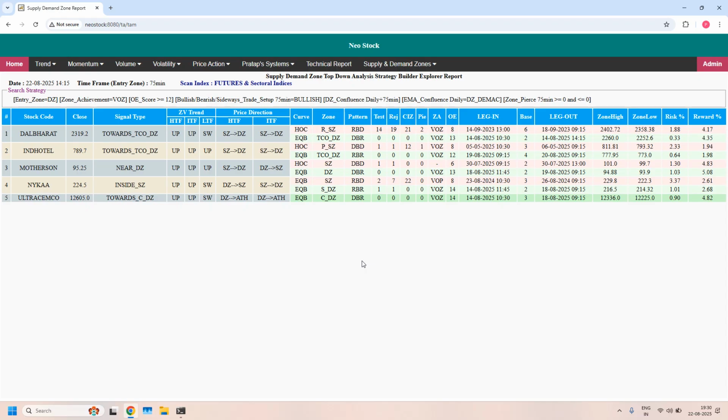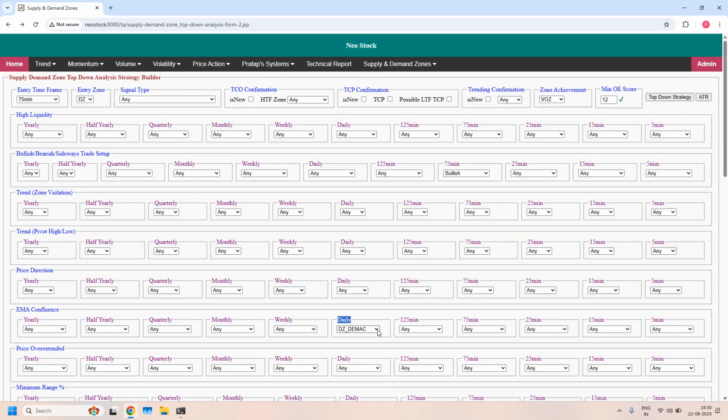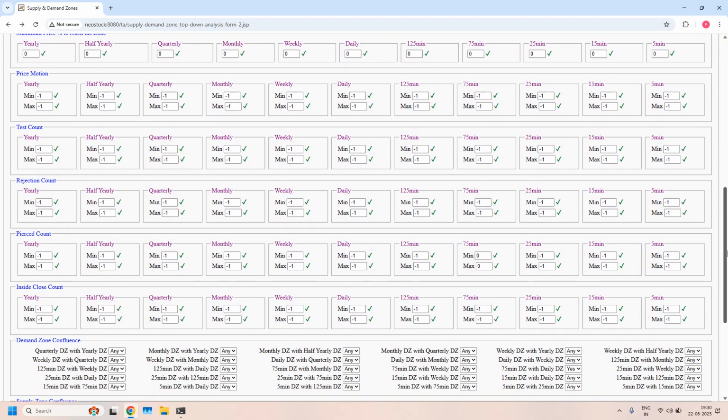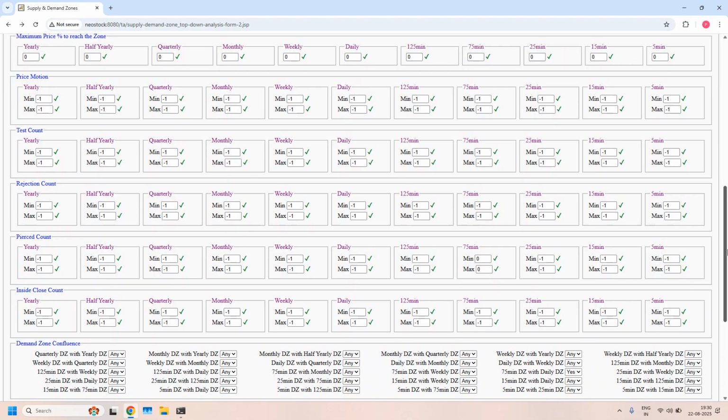Okay, next strategy is LTF, ITF and even HTF demand zone confluence, and then after that HTF EMA confluence. Using these filters, let us identify the stocks. So I am going back. In this screen, I am disabling the EMA filter because it is ITF specific. No EMA now. Now first let us focus only on the demand zone confluence with LTF, ITF, HTF.